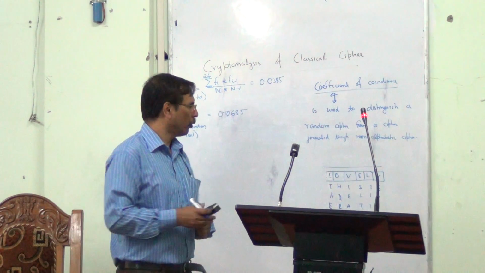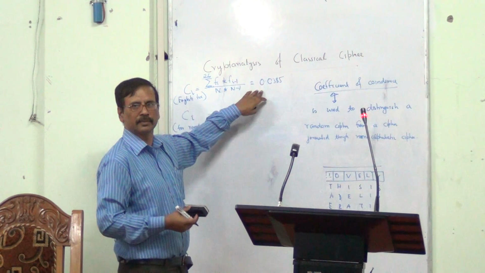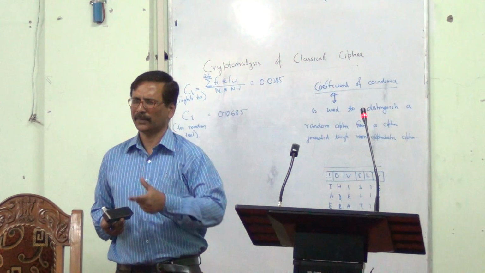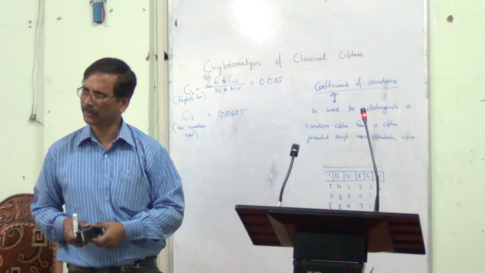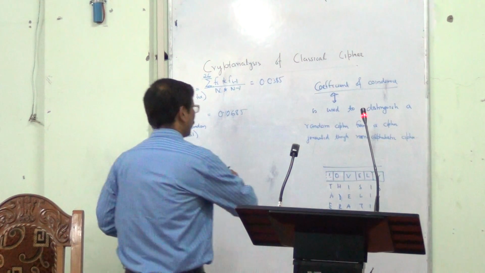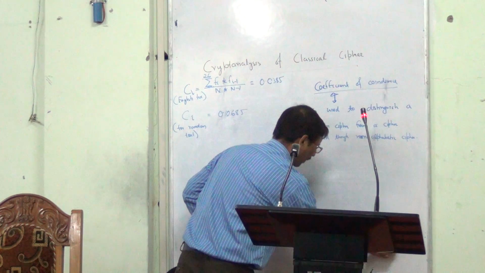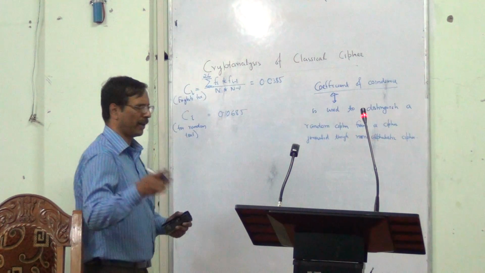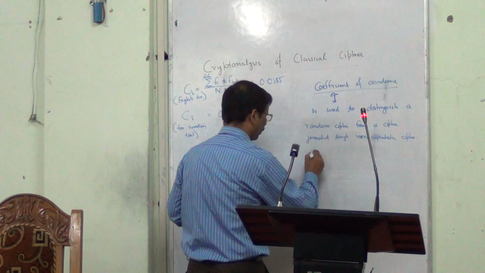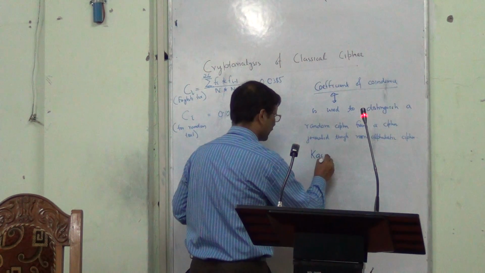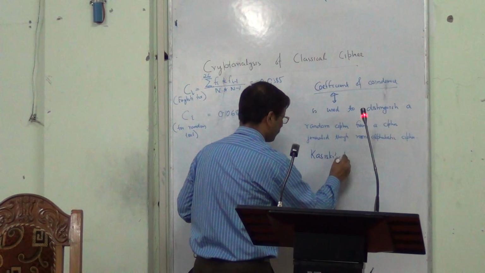So this is one way. Or what we can do is guess something, from where we can start. That particular first guess is given by a method called Kasiski's test. Kasiski's test.